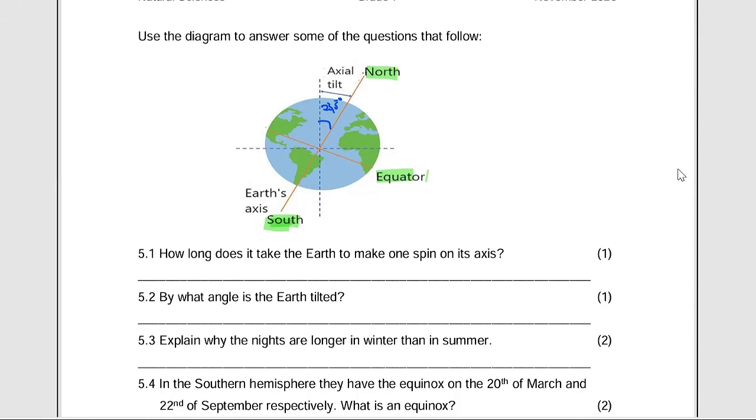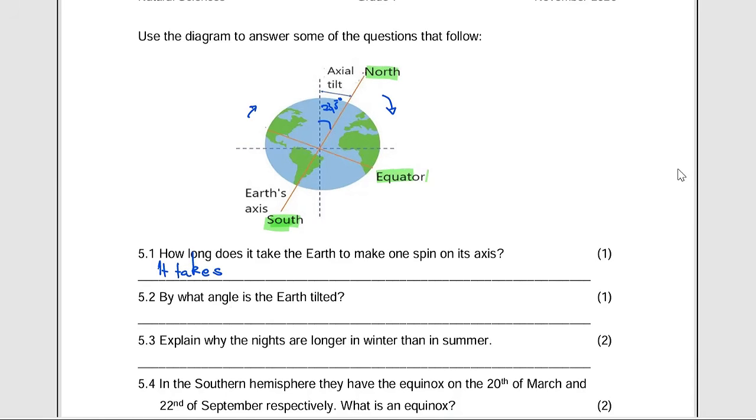Now, to proceed: how long does it take the Earth to make one spin on its axis? To make the spin on its axis, how long does it take? So I'm going to say it takes how many hours?